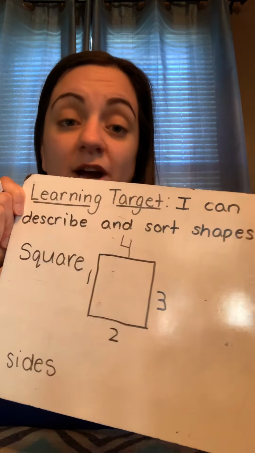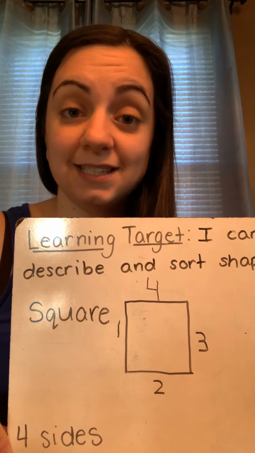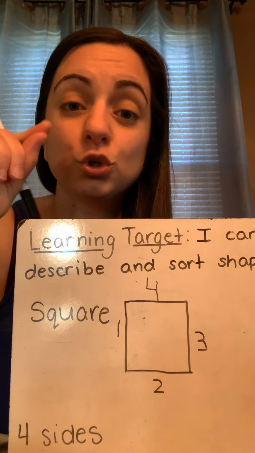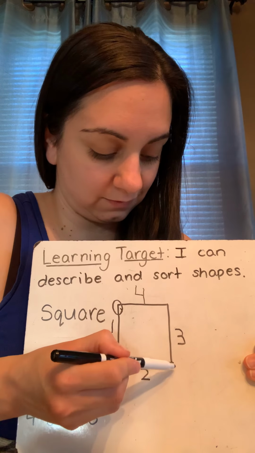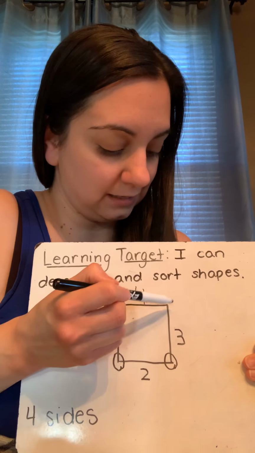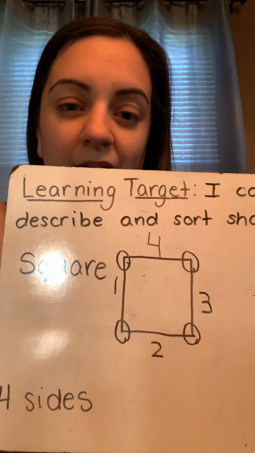Let's continue to describe the square. How many corners does the square have? Remember that I said a corner is where two sides meet. Here is a corner. There is a corner. That's another one. And there's one more corner. How many corners does the square have? 1, 2, 3, 4. The square has 4 corners. Now let's think.